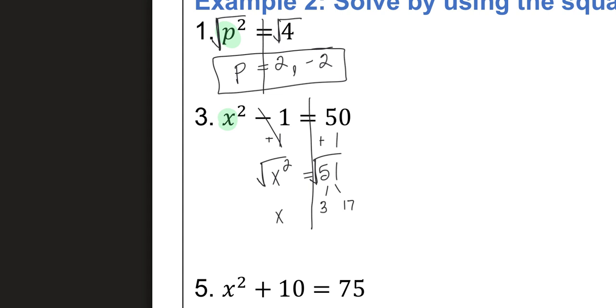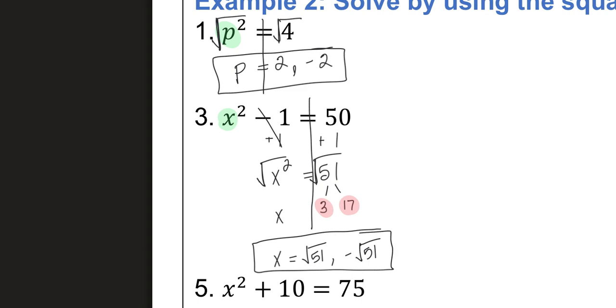So we now have 2 prime numbers at the edge of these branches here, and because I don't have a pair of anything, I can't take anything out. So that means the square root of 51 cannot be simplified. So what we're going to say for our answer is x equals the square root of 51 and the negative square root of 51. So we have to keep, again, both signs. We just can't simplify that square root.